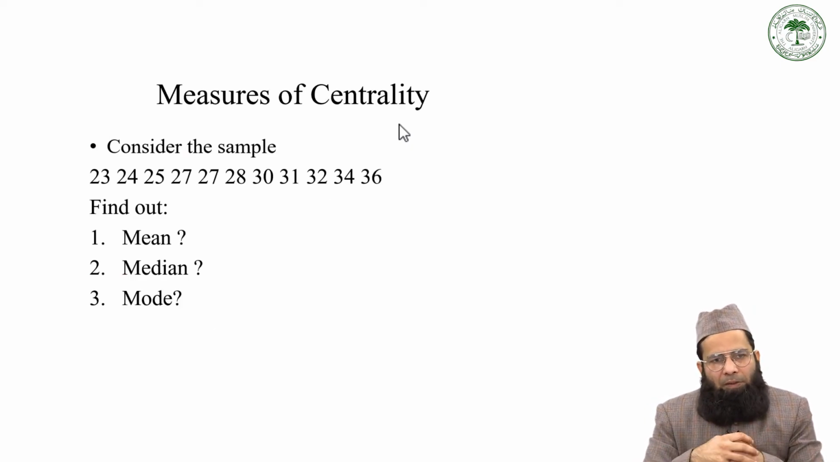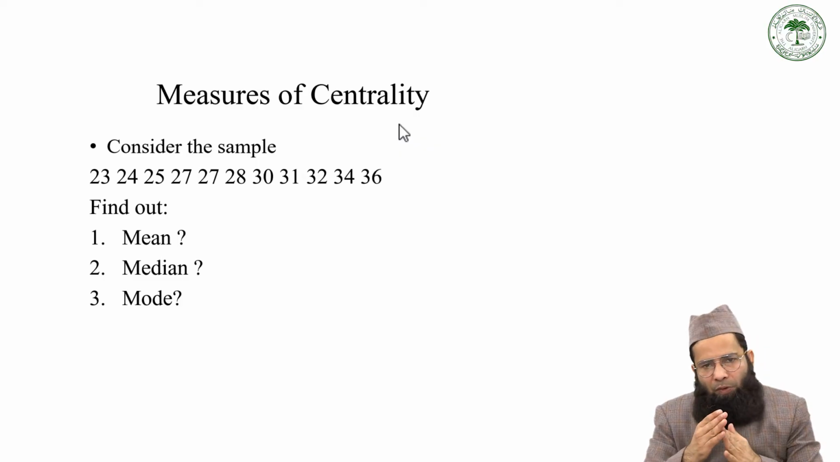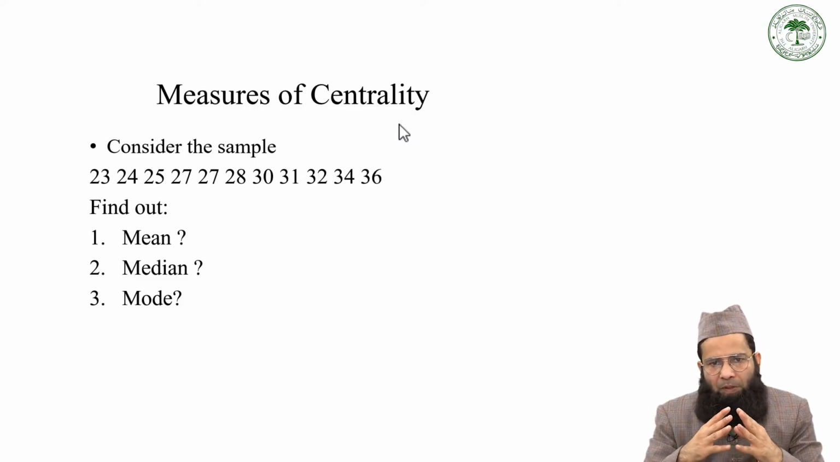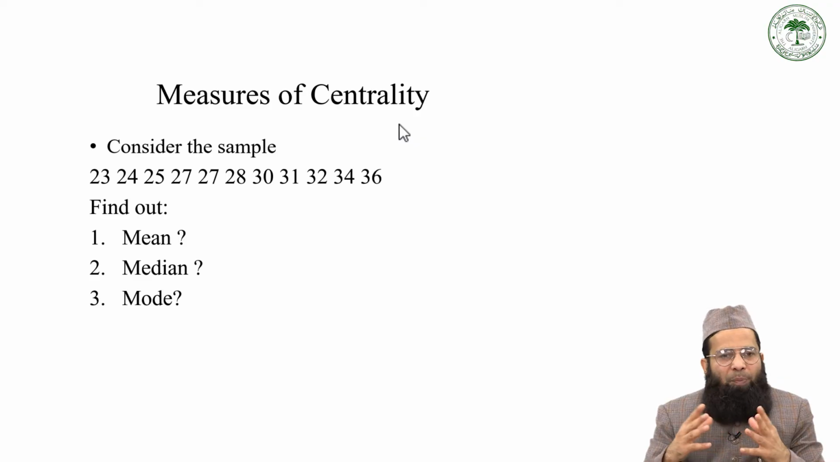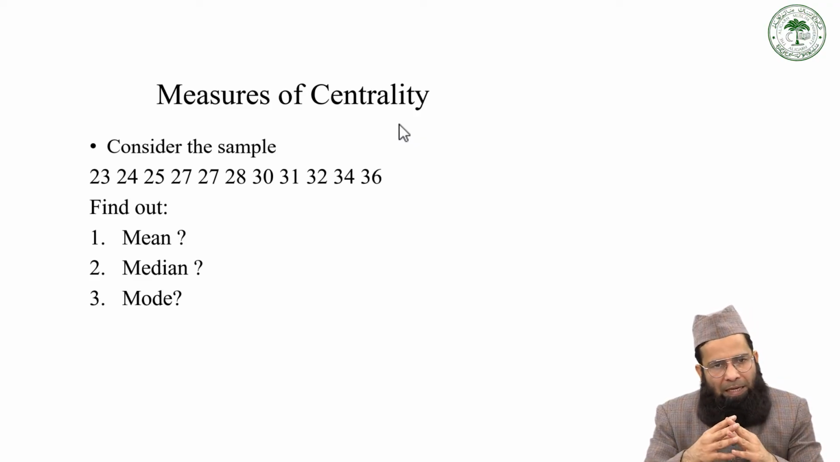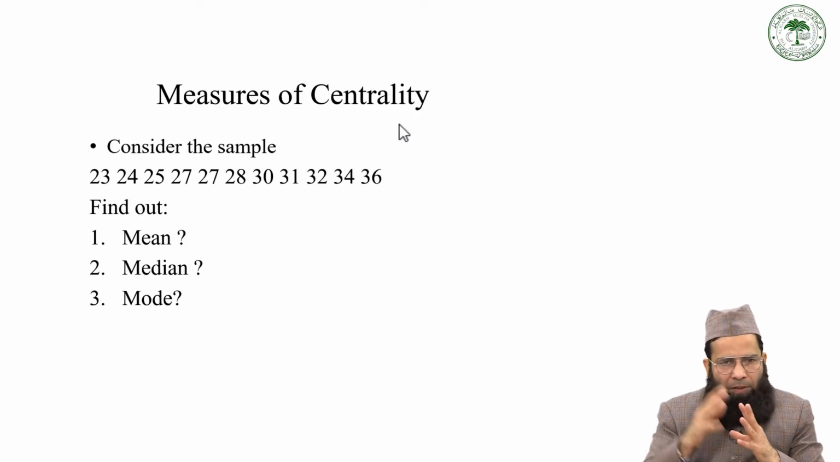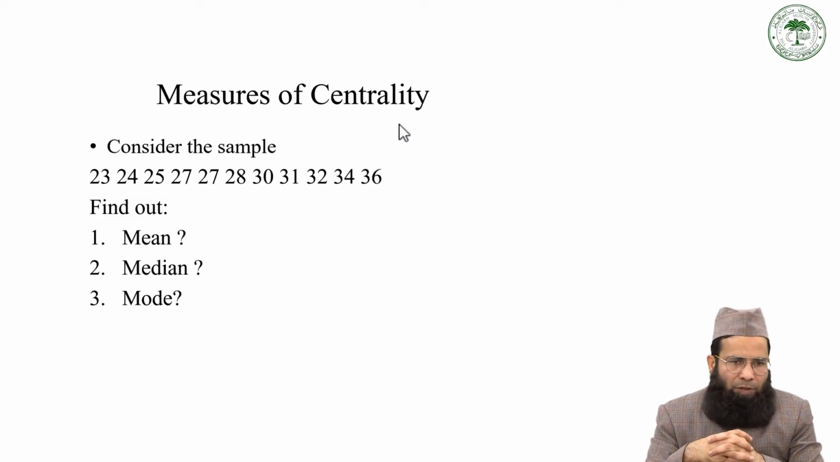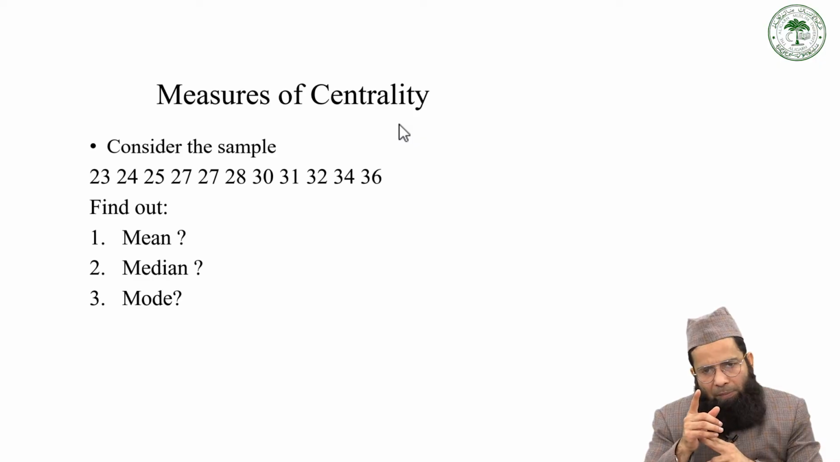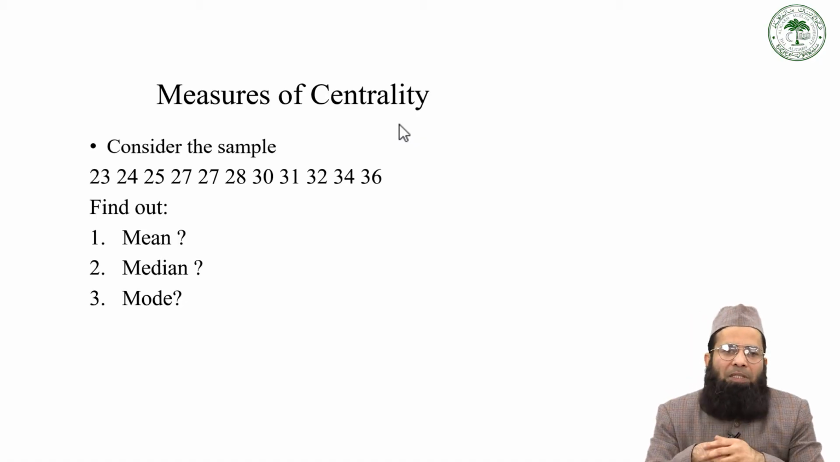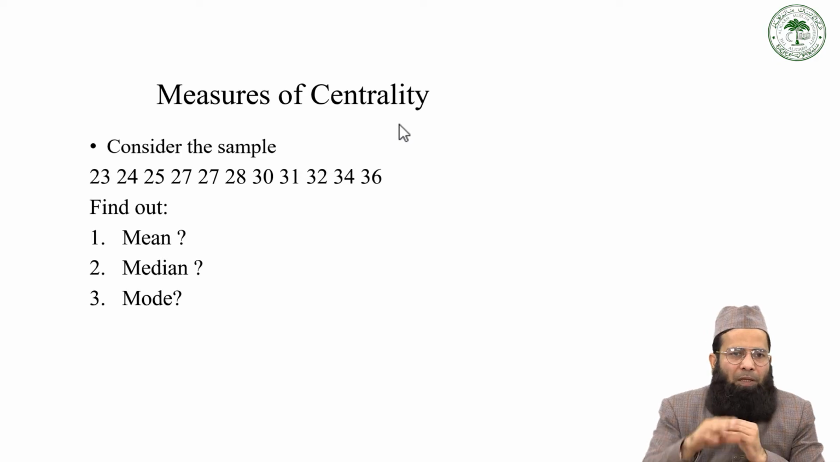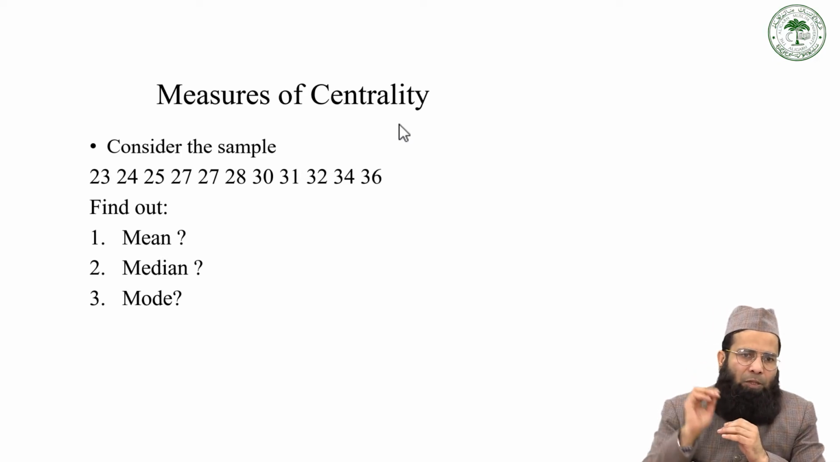Consider the sample, like 23, 24. You have this sample, and you need to find the mean, median, and mode. Accidentally it is already sorted, so you need not sort it. First you need to find the mean. The number of elements in this case is 1, 2, 3, 12 elements in this particular list. So the mean would be the sum of all divided by 12.